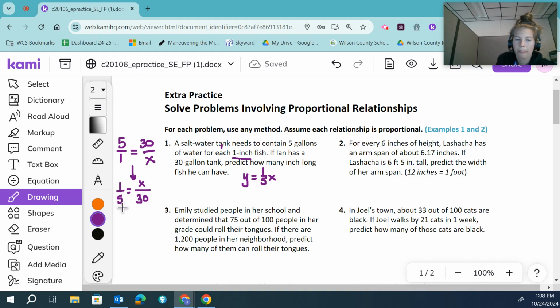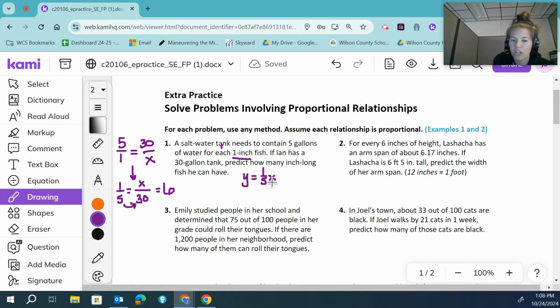Okay, and then we are trying to figure out for a 30 gallon tank. So one fish in 5 gallons. So I'm going to divide here and then multiply by 30. 1 divided by 5 times 30 is going to be 6. So x equals 6. So we have 6 fish.